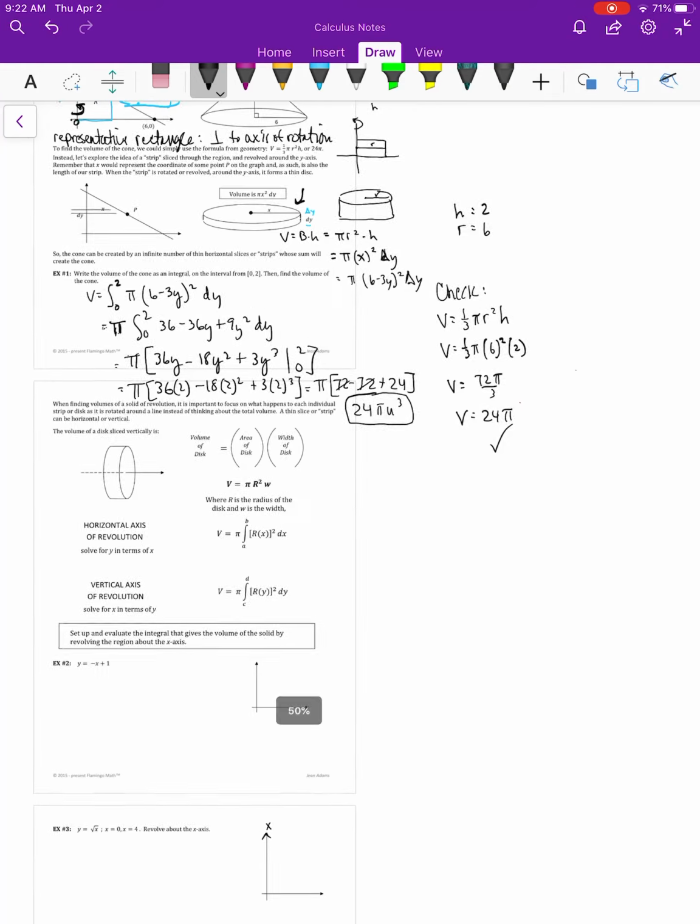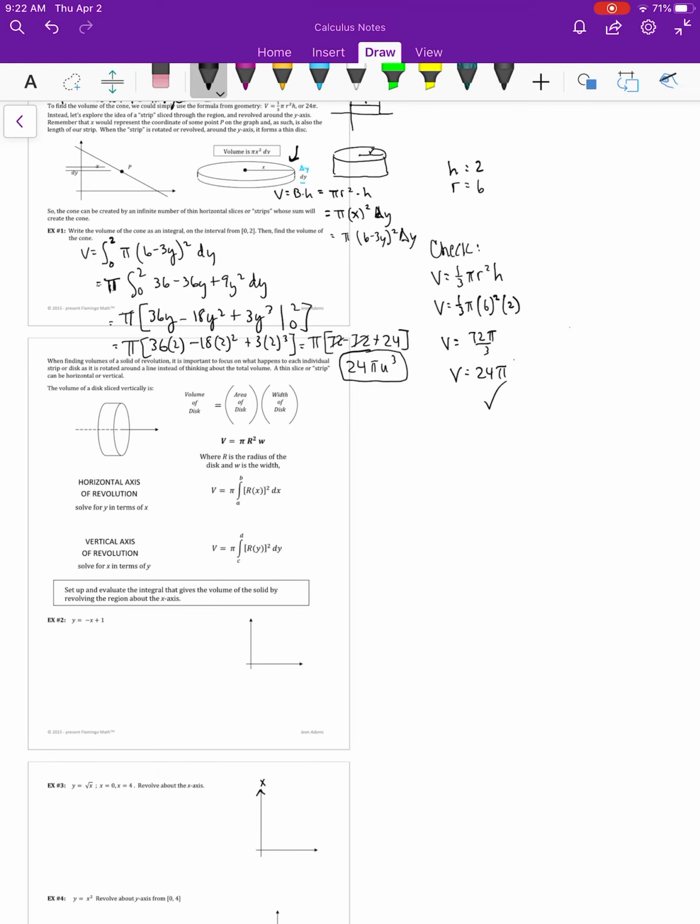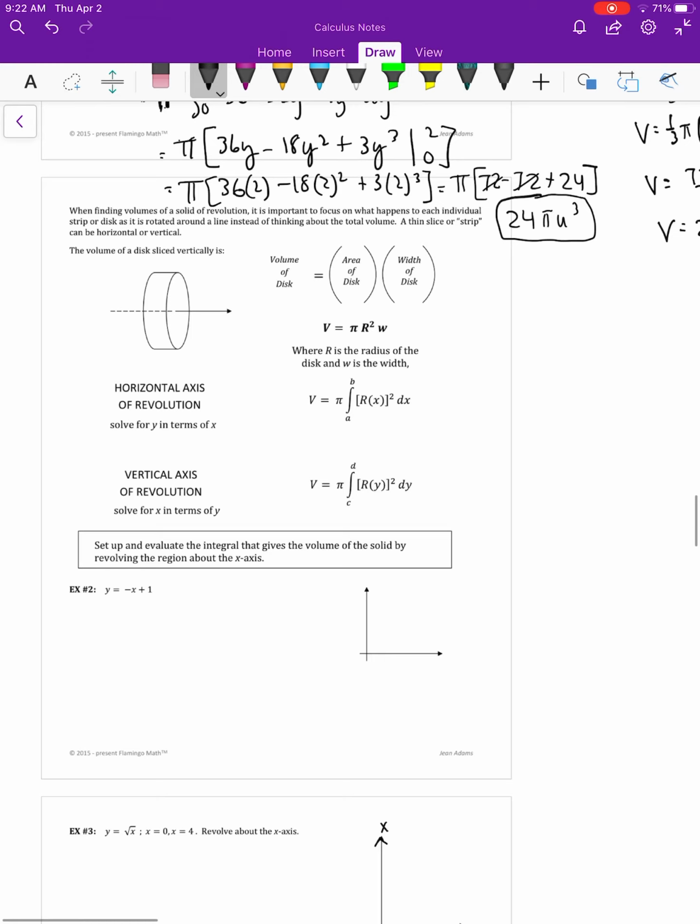So now that moves us to this: when finding volumes of a solid of revolution, it is important to focus on what happens to each individual strip or disk as it is rotated around a line, instead of thinking about the total volume. A thin slice or strip can be horizontal or vertical, and this is the volume of the disk sliced vertically. Notice that this is still a cylinder, so you're still talking about area, pi r squared times the height, to find the volume of that. And it just depends on whether you're going to do it with respect to x or with respect to y.